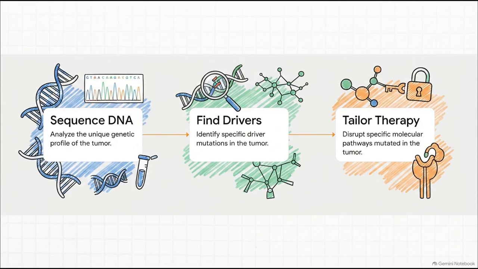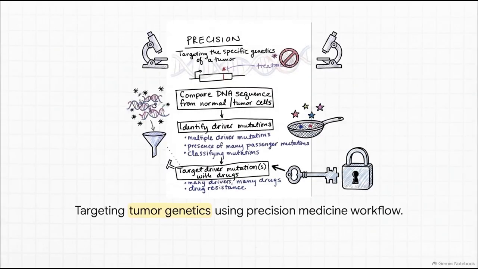Step 1, doctors sequence the DNA of the individual's specific tumor. Step 2, they analyze that unique genetic profile to identify the specific driver mutations. They find exactly which genes are jammed or broken. And Step 3, rather than just relying on broad treatments, they tailor very specific therapies to directly disrupt those mutated molecular pathways, which minimizes the side effects on normal tissues. Seeing this workflow in action is pretty amazing.